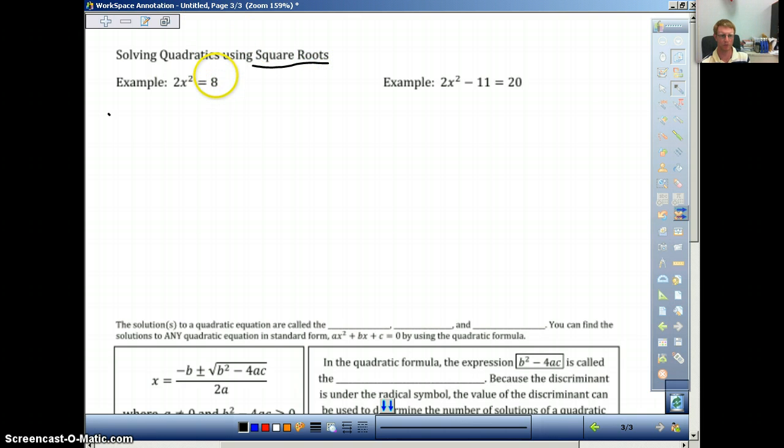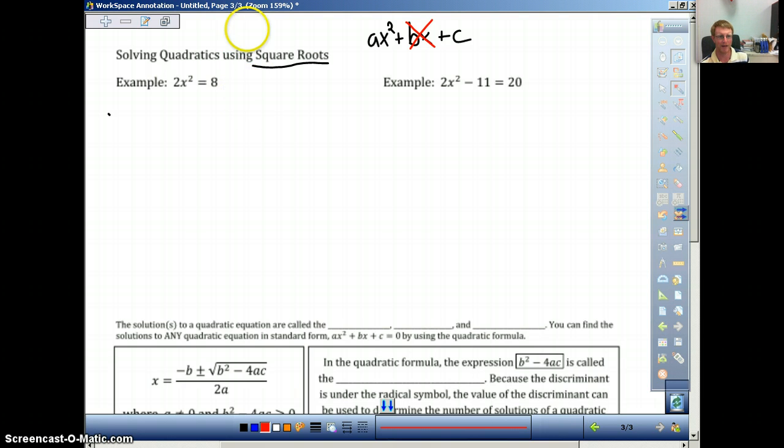Now, let's be clear about this. The only way to solve a quadratic with a square root is if we're missing the x term. So when we normally see ax squared plus bx plus c, this is our normal quadratic right here. The only way that we can use square roots to solve is if the bx term is missing in some way, shape, or form. We can only have a constant and an x squared term. And you'll see that here. There's no x terms in either one of these.